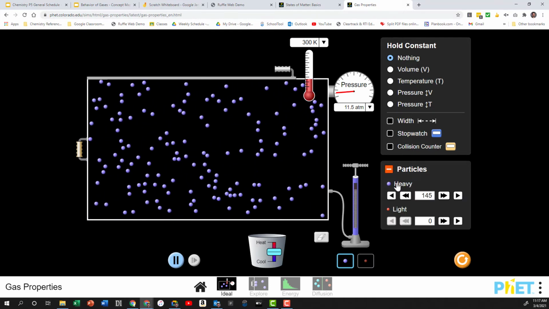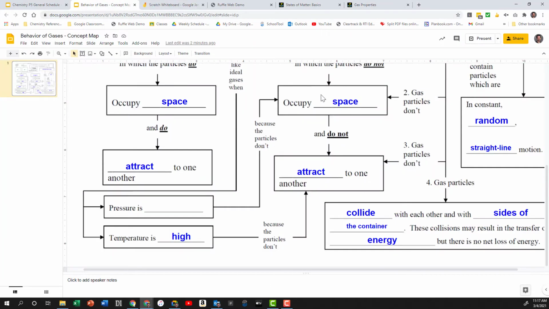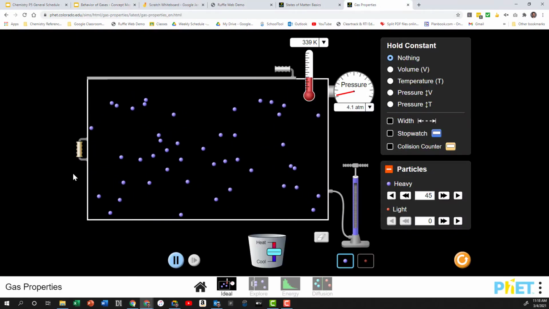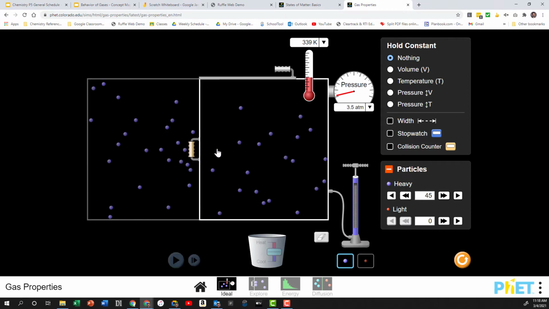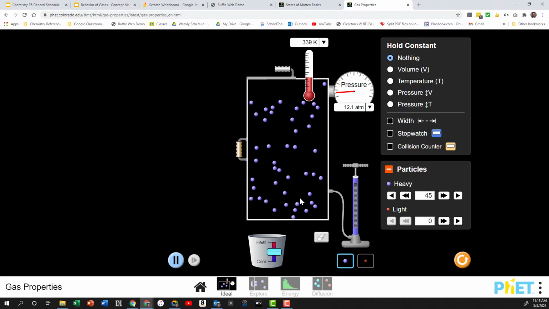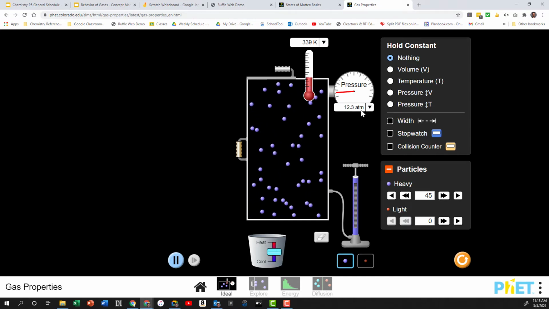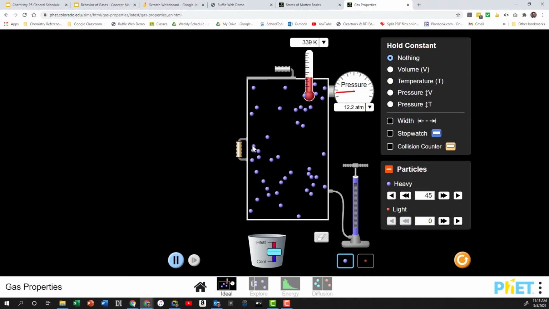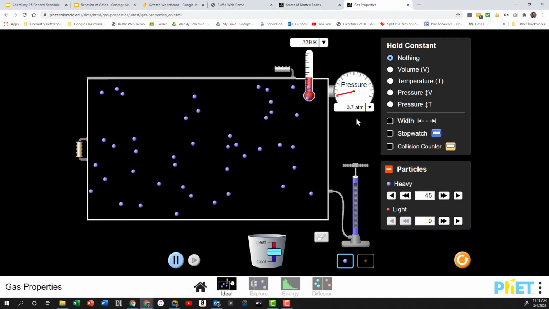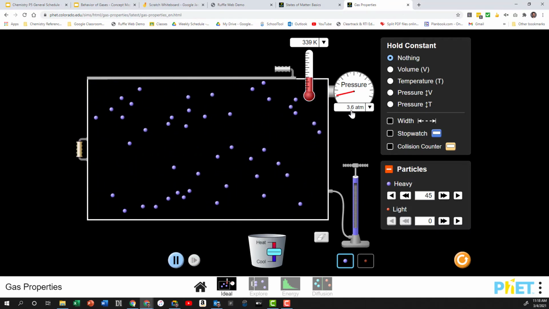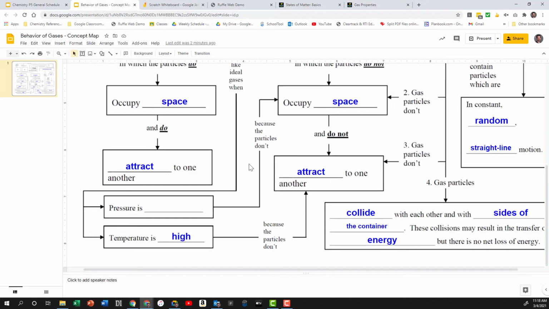If I want them to not occupy space according to the kinetic molecular theory, I want them to act like an ideal gas. So in order to make them occupy less space, I should have the pressure be low. Because if I make them occupy a lot of the space as a percentage, then the pressure is higher. This pressure is like 12 right now. But if I spread them out, now the pressure is like 3 or 4. If I want the real gas to behave like an ideal gas in which they don't occupy space, I should have the pressure low.